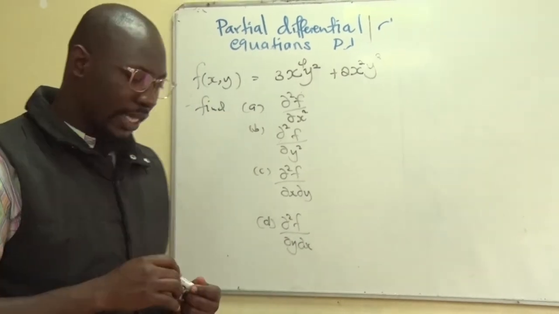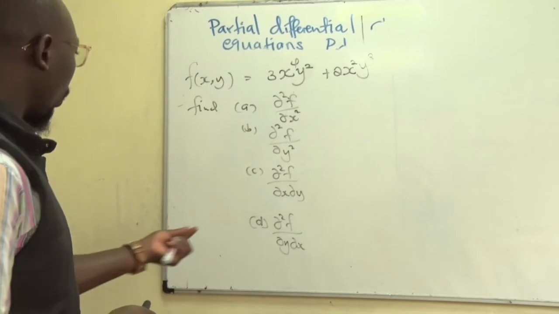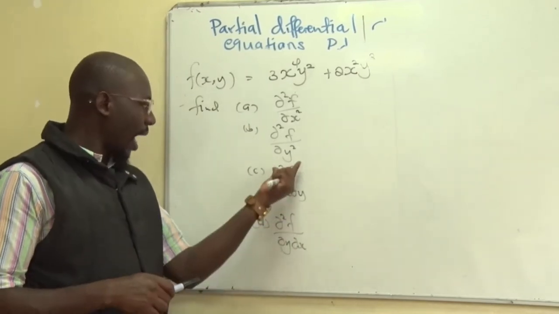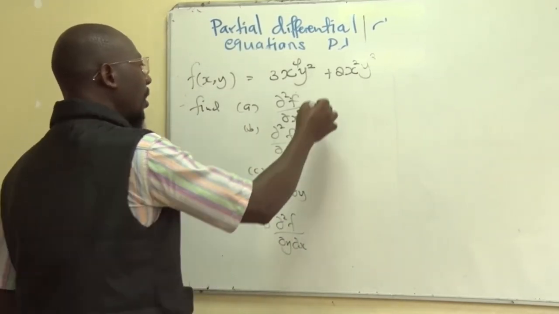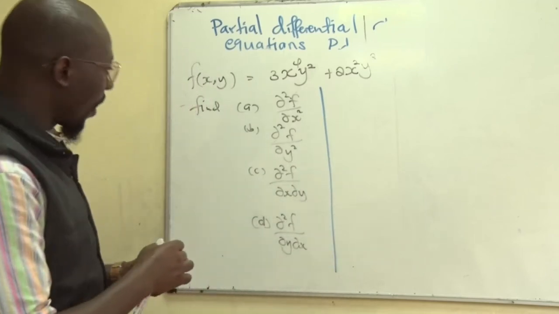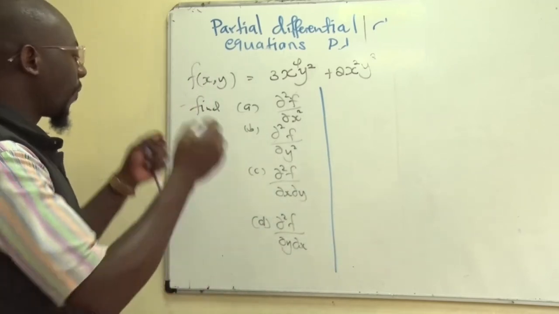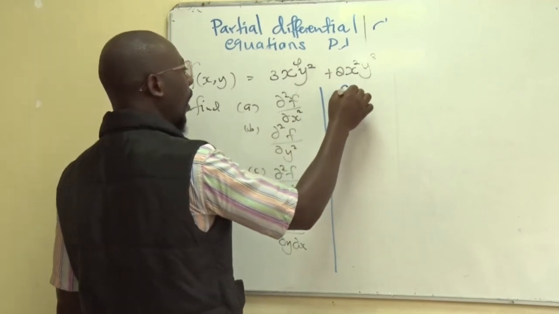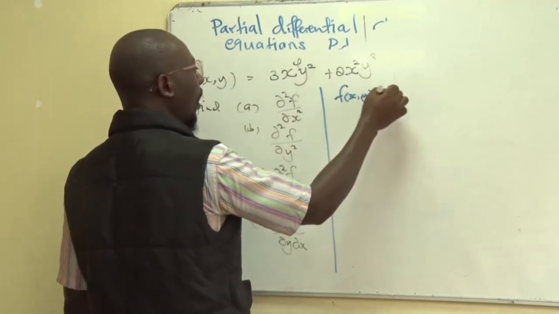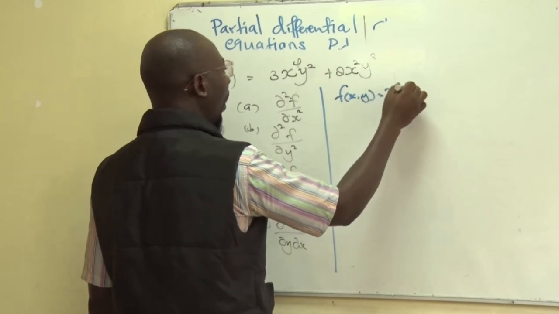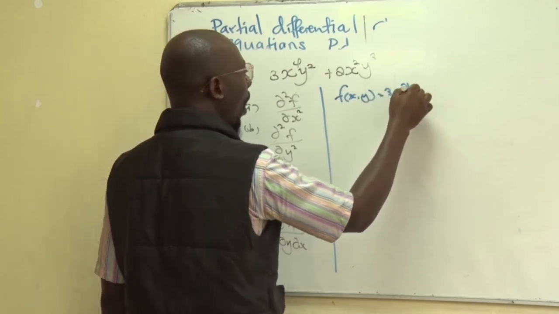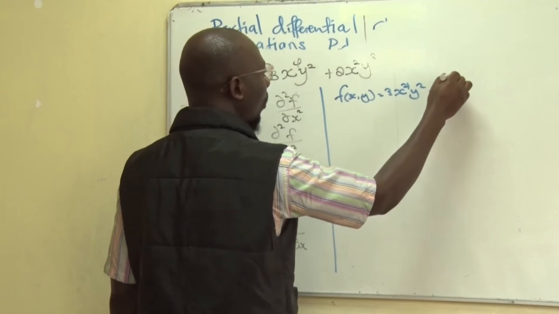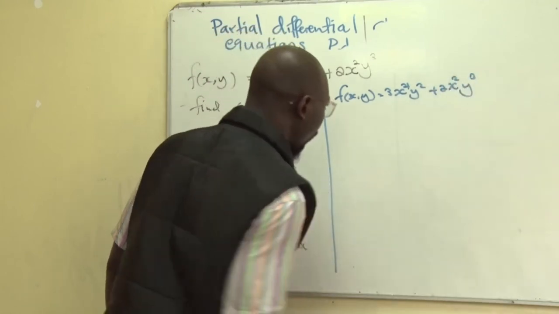This is now very, very interesting. So we have two different bases, but the upper part is squared. So let's solve the first one. It will be very interesting. We just apply the former formula that we had discussed. So our f of x and y is given as 3x to the power 4 y squared plus 2x squared y cubed.